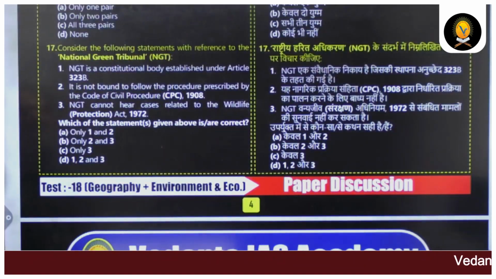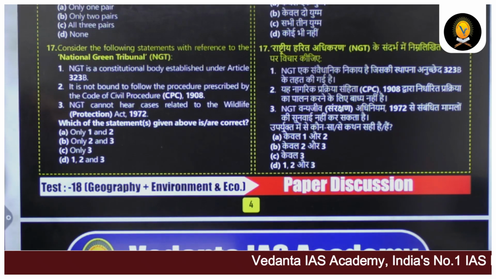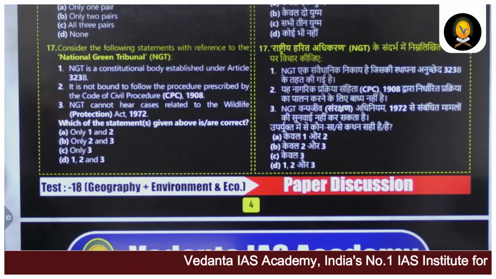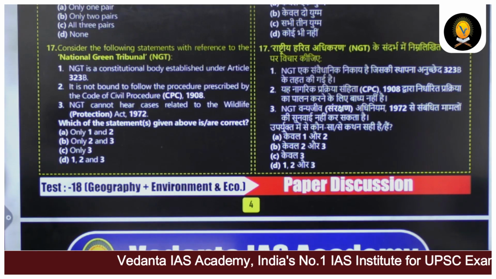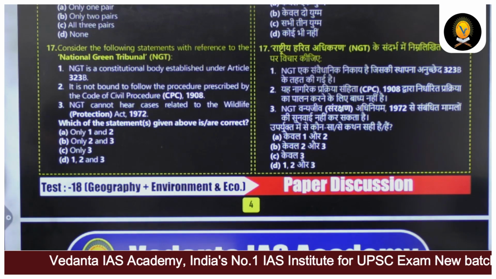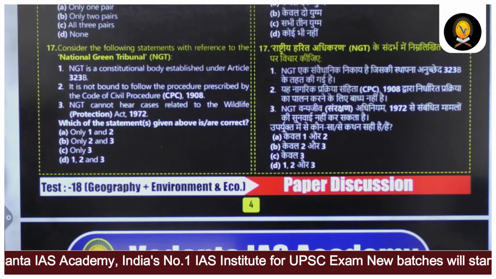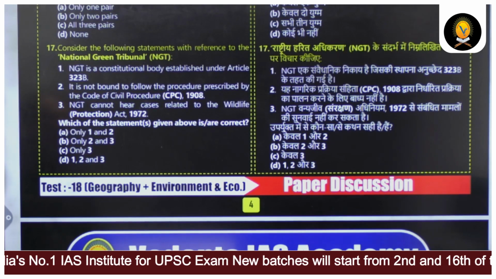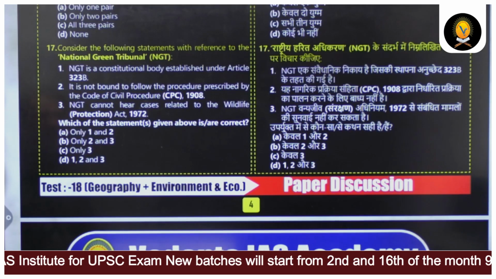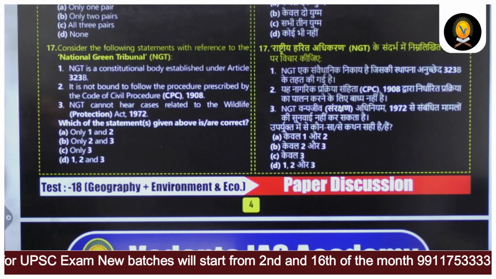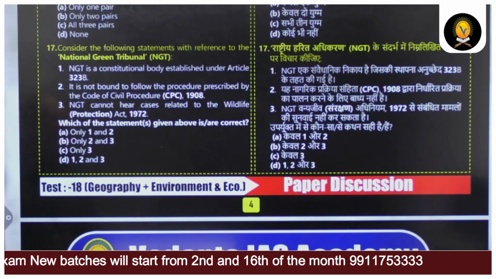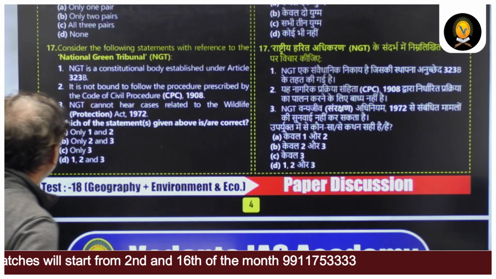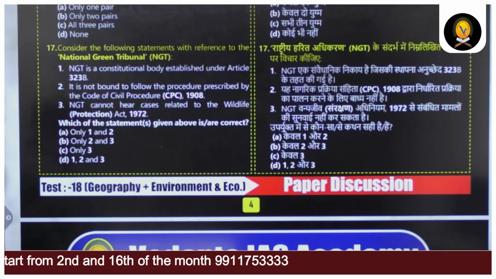Now, consider the following statement with reference to the National Green Tribunal. NGT is a constitutional body and established under article. It is not a constitutional body, it is a statutory body. So, first is incorrect. Second, it is not bound to follow the procedure prescribed by the Code of Civil Procedure 1908. NGT cannot hear cases related to wildlife. Yes, 2 or 3 are correct only. So, question 17, option is B.